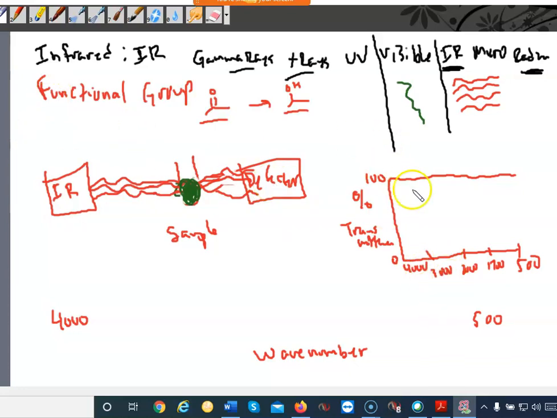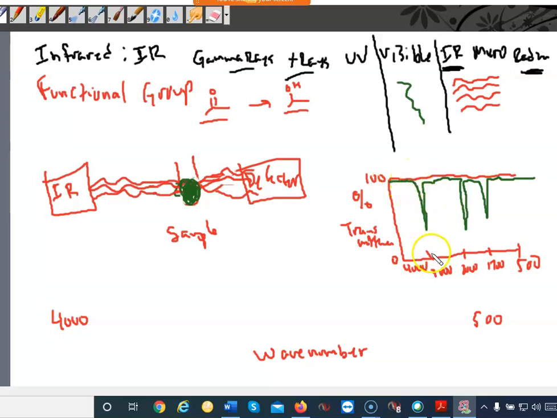So that IR would look like this, and then at 3,000 I would have a dip there, and then it would go back up, and then I would have a dip at 2,000, and then I'd have a dip at 1,700. Okay, so that's basically what the IR is showing me. The IR at the very top shows me all those wavelengths are passing through. There's no functional group that's absorbing any of those wavelengths.